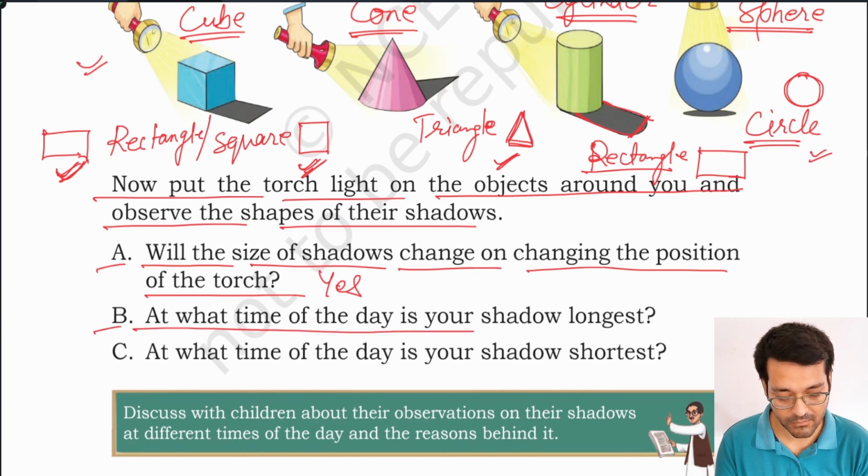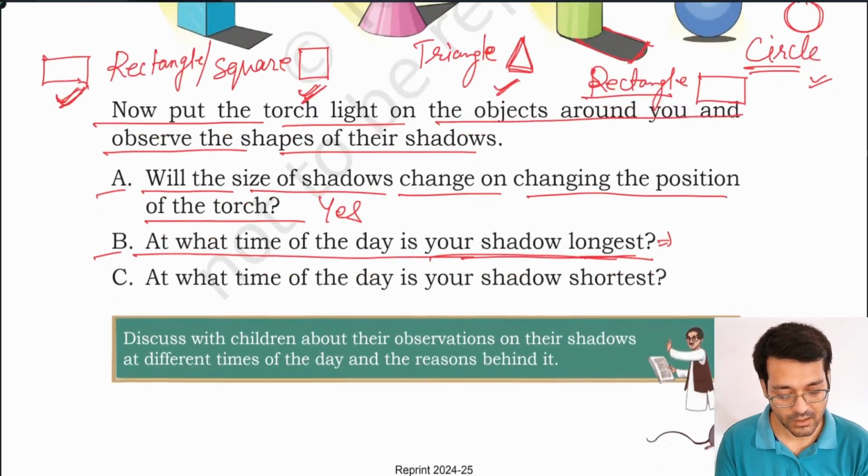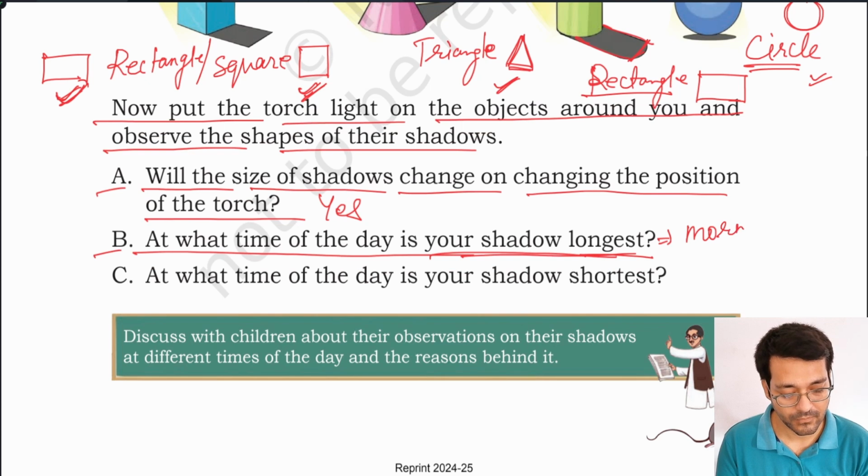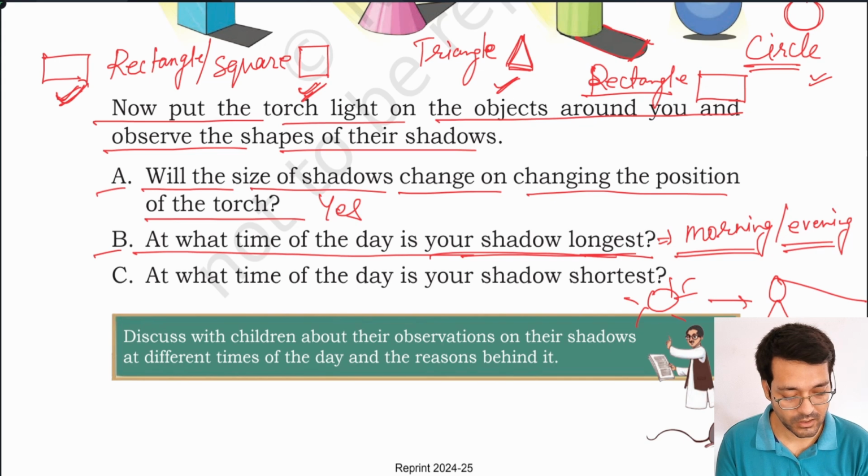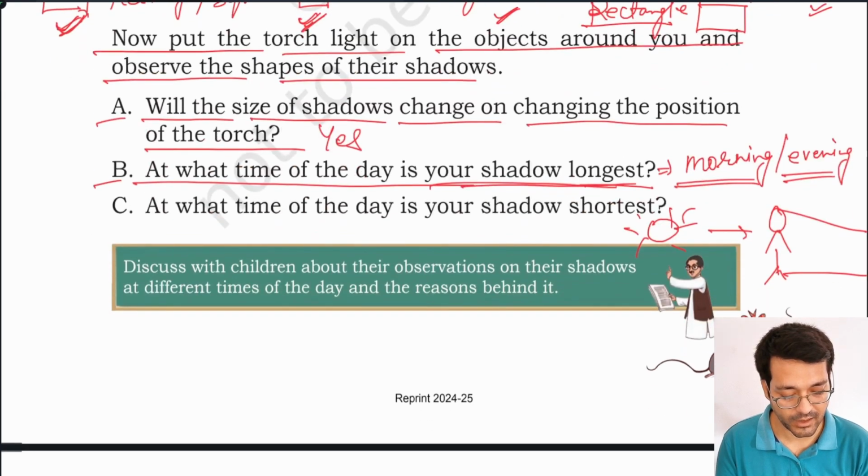B. At what time of the day is your shadow longest? In the morning and evening, when the sun has just risen or is about to set. The sun is here and your shadow is long on the opposite side of the light.